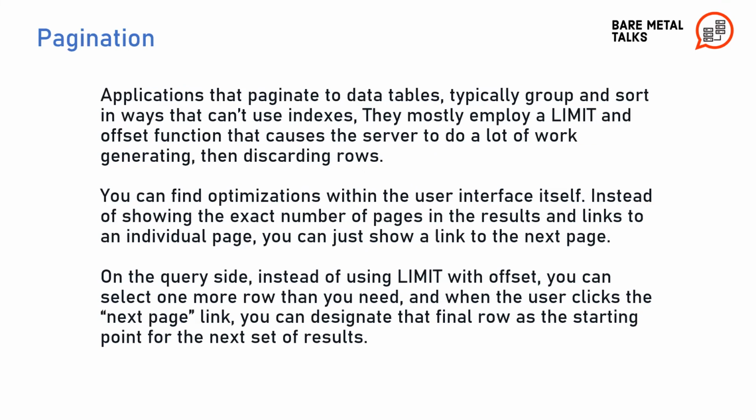Pagination. Applications that paginate data tables typically group and sort in a way that they can't use indexes. They mostly employ limit and offset functions. That causes the server to do a lot of work generating and then discarding rows. You can find optimizations within the user interface itself. Instead of showing the exact number of pages in the results and links to the individual pages, you can just show a link to the next page.